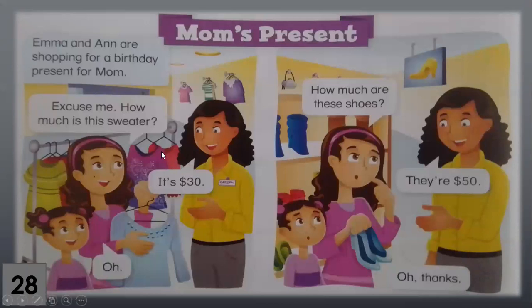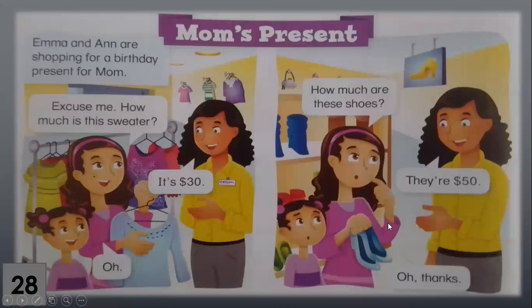So pay attention here. Excuse me, how much is this sweater? And in this case, how much are these shoes? And pay attention to the answer. It's $30. They are $50. In this case, we see that we are talking about the sweater, only one. That's why we use is. And the answer is it's.